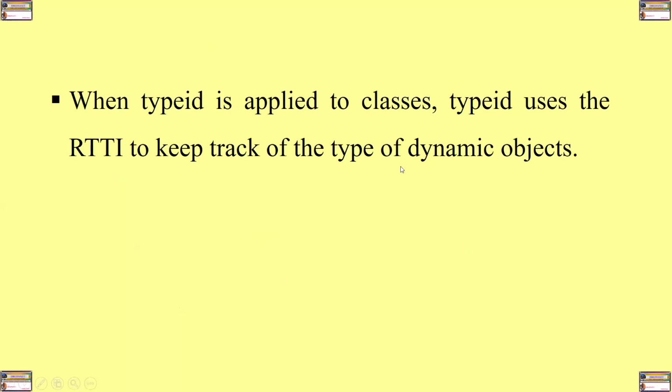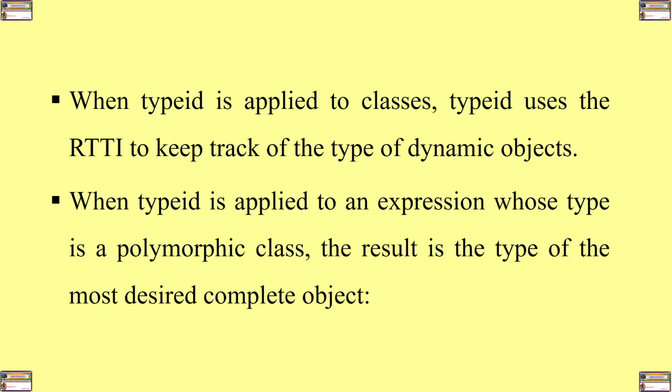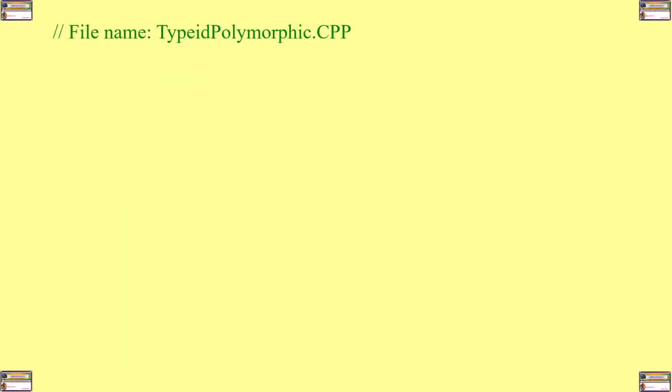Let's now proceed. When typeid is applied to classes, typeid uses the RTTI to keep track of the type of dynamic objects. When typeid is applied to an expression whose type is a polymorphic class, the result is the type of the most derived complete object. An example of such a program is the file named typeid-polymorphic.